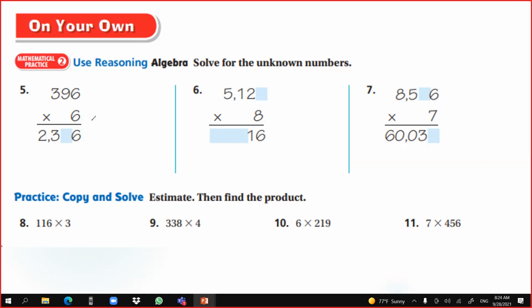Let's solve it now. 6 times 6 is 36. So now you're going to add, right, 3 up and 6 down. Then 6 times 9 is 54. Plus 3, 57. Yeah. Then 6 times 3, 18. Plus 5, 23. So the answer here is 2,376. Now, who wants me with number 6?